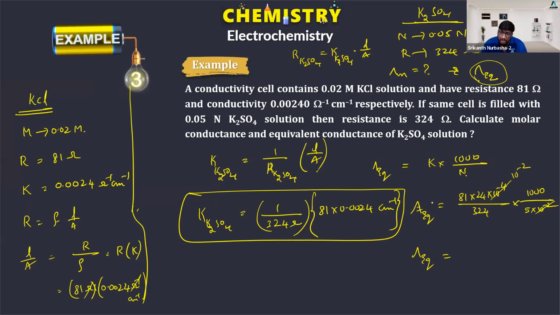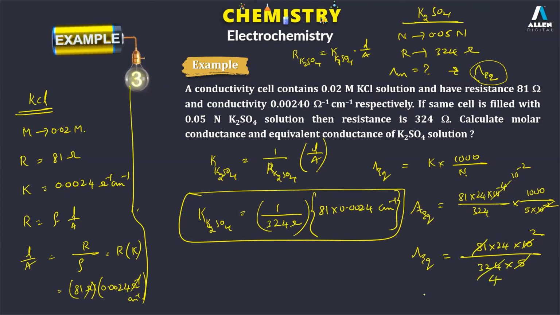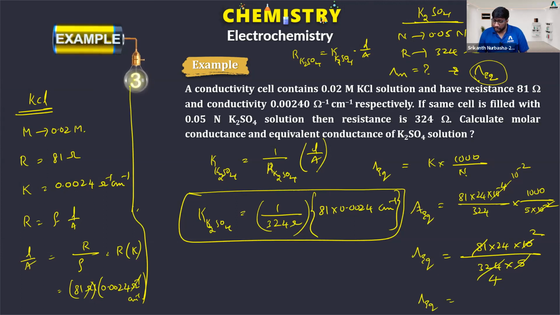Ultimately, equivalent conductance we measure. Equivalent conductance for the K2SO4 is 81 into 24 into 1000 into 10 power minus 2, which is 10. So we have to find out this value: 81 into 24 into 10 divided by 324 into 5. 24 and 324, check out, they may get cancelled out. So equivalent conductance is 12.